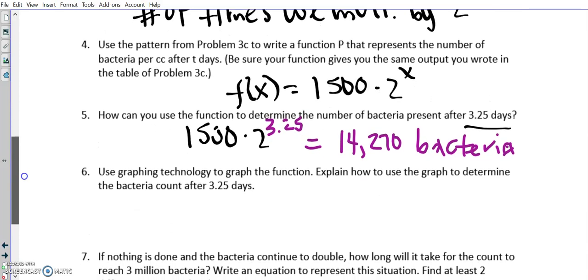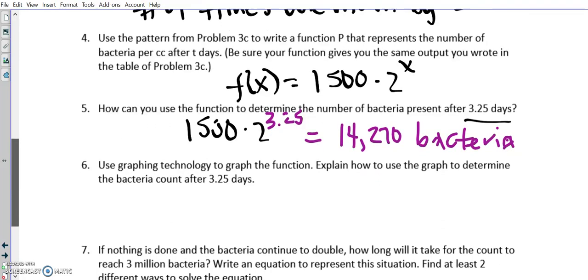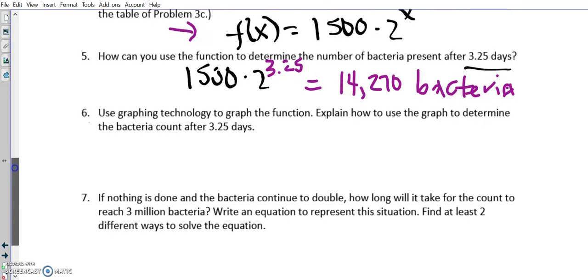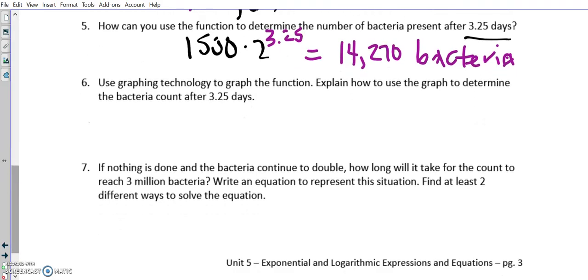Now, you can go ahead and graph the function that we found in part 4, so right here, in your y equals, and go ahead and trace it to get to when x is 3.25 days, but really plugging into the equation was a lot easier and a lot quicker. Okay, so now, in number 7, we're going to move past number 6. Go ahead and graph it. You can pause the video, graph it, check it graphically if you would like, or let's move on.